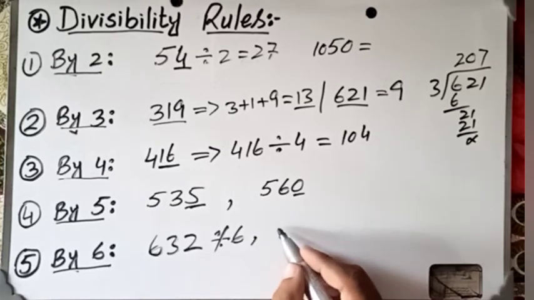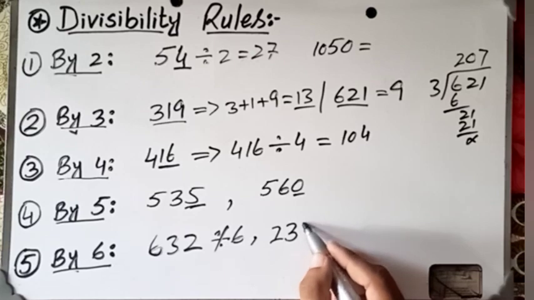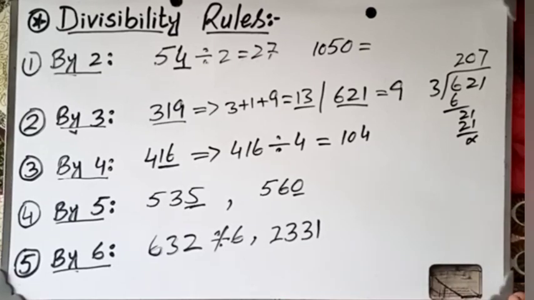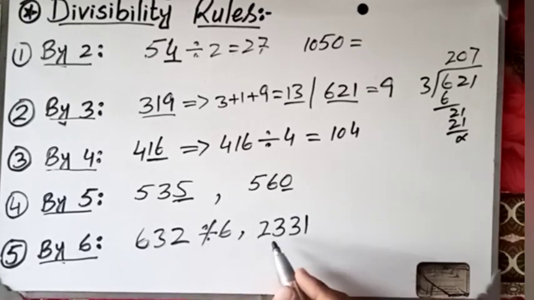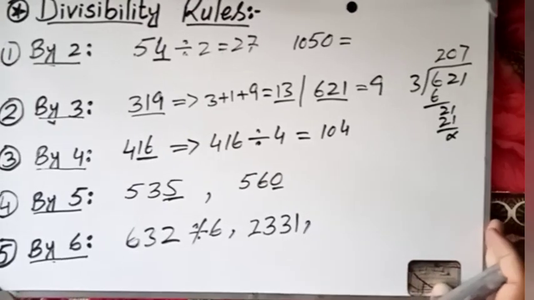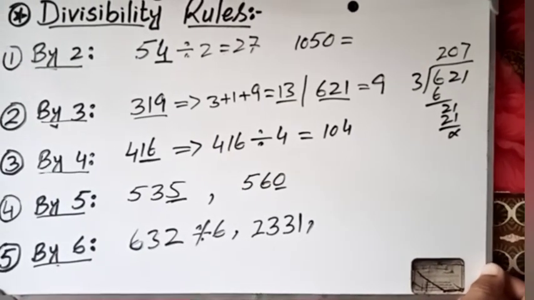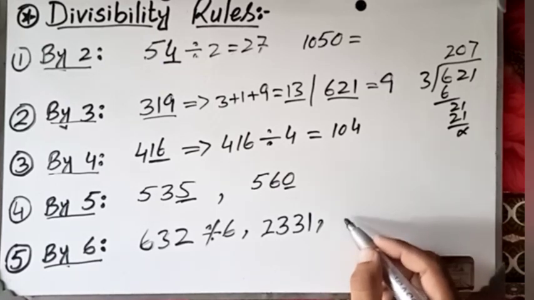If we have a number like 2331, this number is not divisible by 2, and it is divisible by 3 as the sum of its digits is 9, so it is again not divisible by 6. Divisible by 6 means we must have a number which is divisible by 2 and divisible by 3 as well.